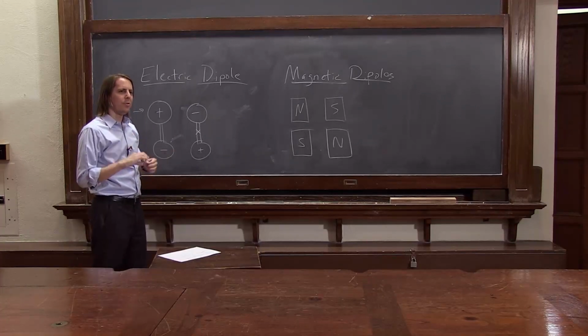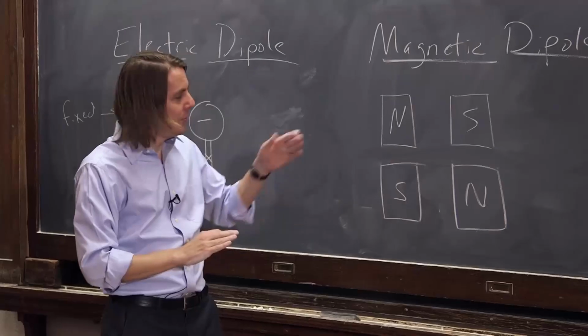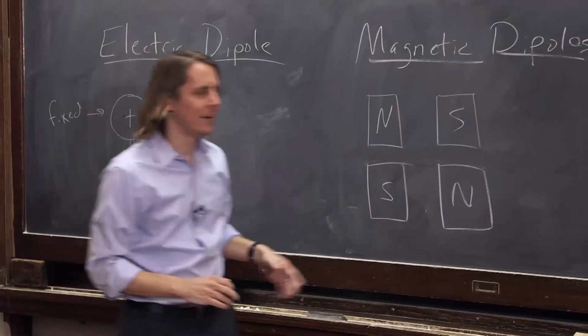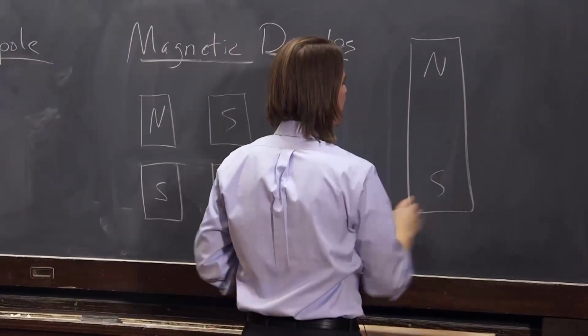Some physical theories predict they should exist, but they never seem to show up. With this bar magnet, you'd say, well, we just got one, we cut it in half. But that's not what happens. If you take a bar magnet and you cut it in half, north here, south here.